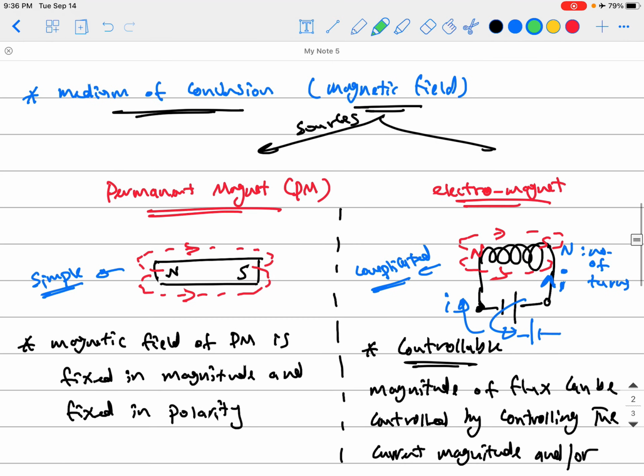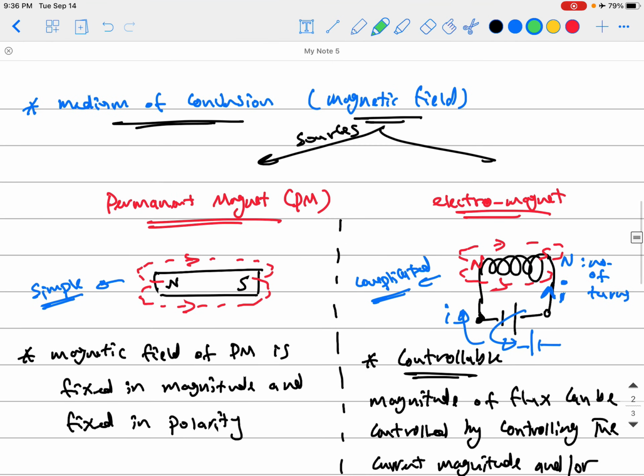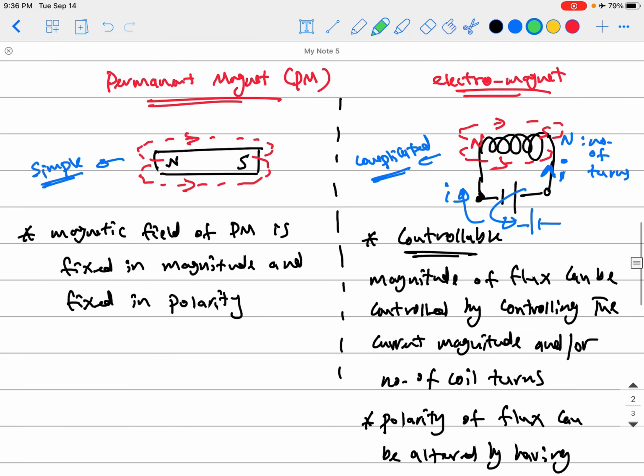The third thing we talked about is the magnetic field, because it's our medium of conversion. We said we need to have a magnetic field inside our machine, and the sources of magnetic field are basically two: a permanent magnet and an electromagnet. An electromagnet is basically a coil fed from an electrical source, because it has been found by experiments that if you have a wire, or you wrap it to make a coil, and attach it to an external source so that an electric current moves into this coil, a magnetic field will be generated from this coil. So it's now been converted into a magnet.